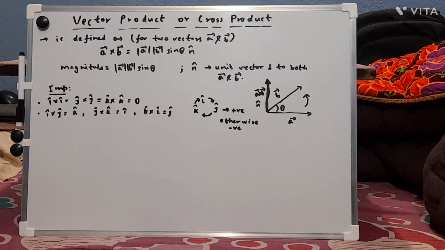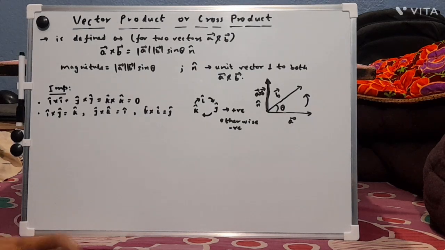In this video we will talk about vector product or cross product. In the previous video we had talked about there are two types of product, that is dot product, which is scalar in nature, and cross product, which is vector in nature. In this video we are going to cover the second one.